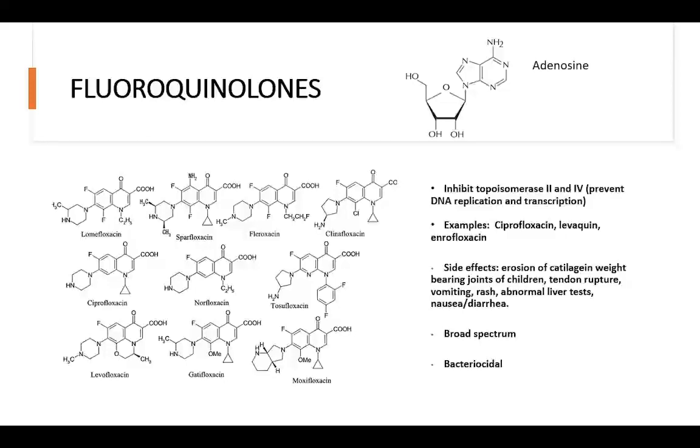So one, erosion of the cartilage and weight-bearing joints of children, which is bad because we don't want to give children arthritis, but that can be a thing that happens. So I don't give it to children anymore. Another one that's actually really important for prescriptions that people don't think about is it causes tendon rupture, especially where tendons like to join to the bone.